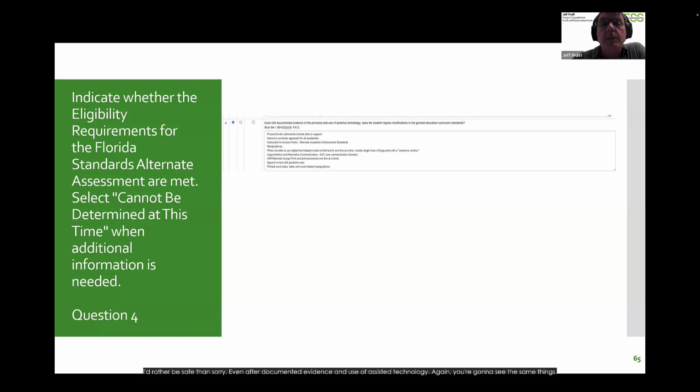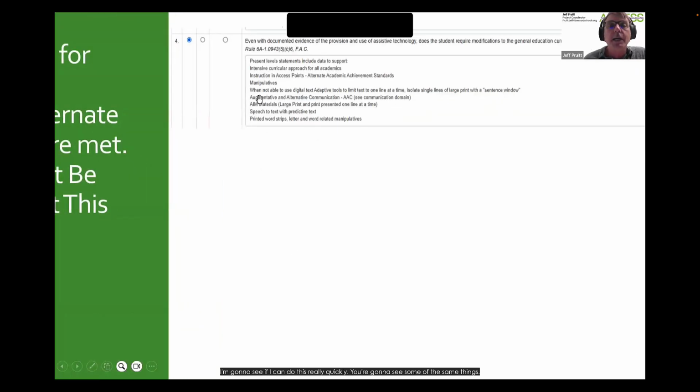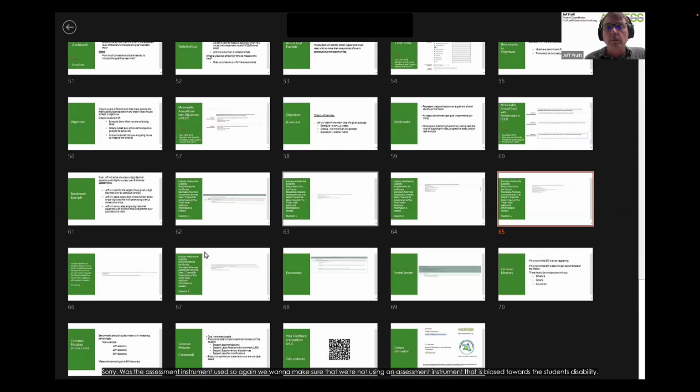Even after documented evidence and use of assistive technology, again, you're going to see the same things. I'm going to see if I can do this really quickly. You're going to see some of the same things in this box that you saw in the last box. I double coded it. Manipulatives there, AIM materials there. You're not going to get dinged for listing it twice. You will get dinged if it's not listed at all. Sorry.